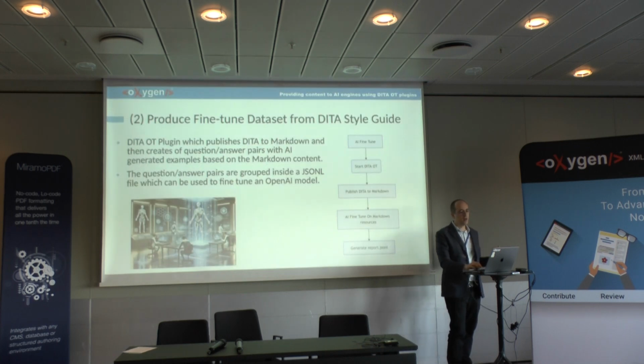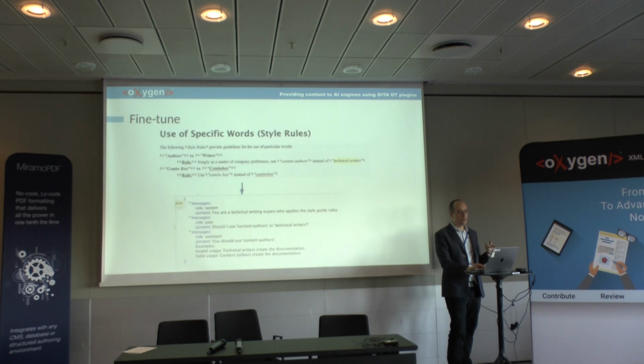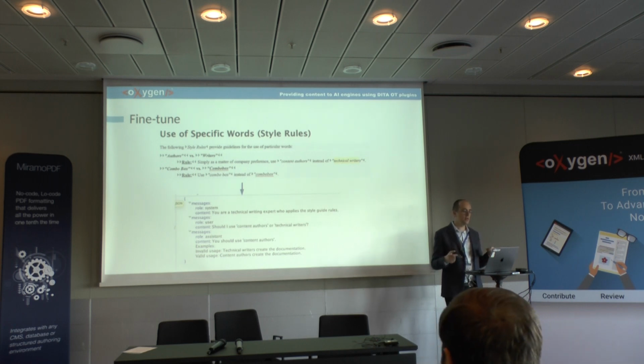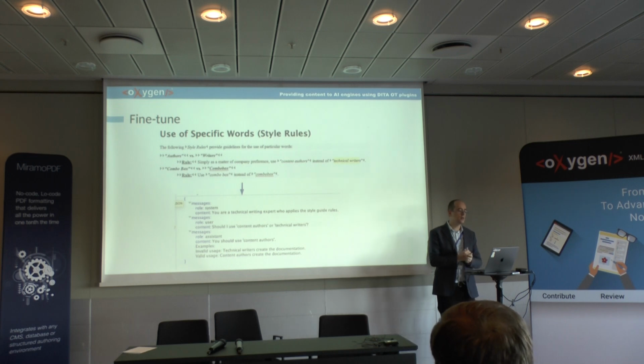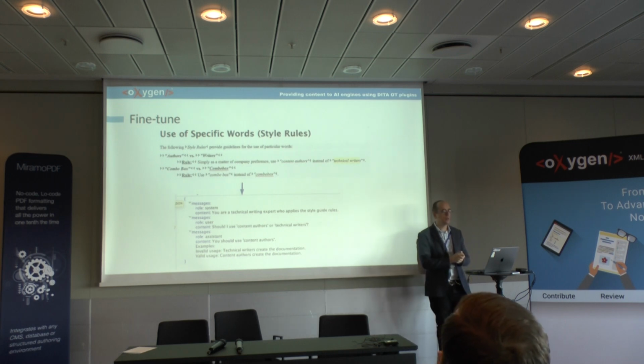Yeah, so this is the fine-tuned data set. So from a specific words like use authors versus writers, and for example we want people to use content authors, it creates these JSON files using AI, where the AI even creates the examples. So it creates an invalid usage example and a valid usage example based just on this data topic written by the technical writer who maintains the style guide.